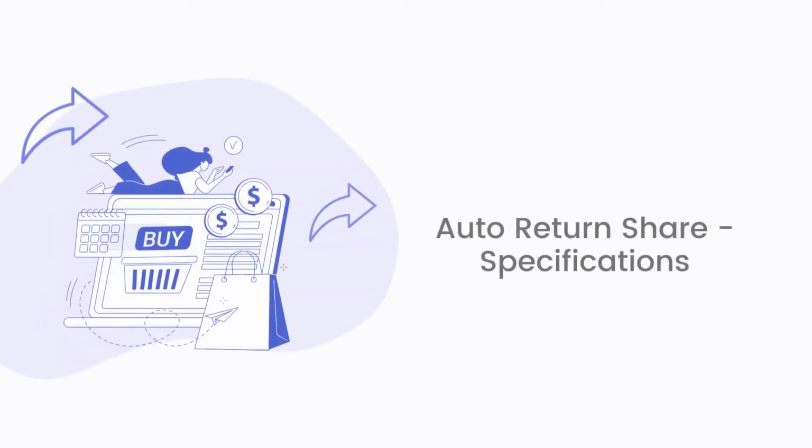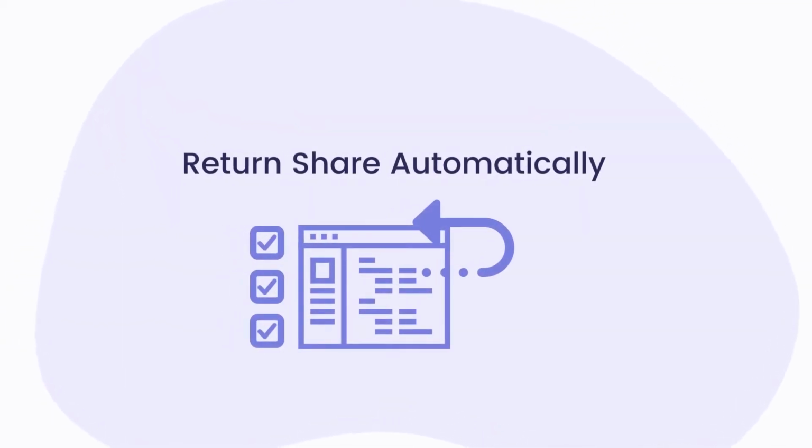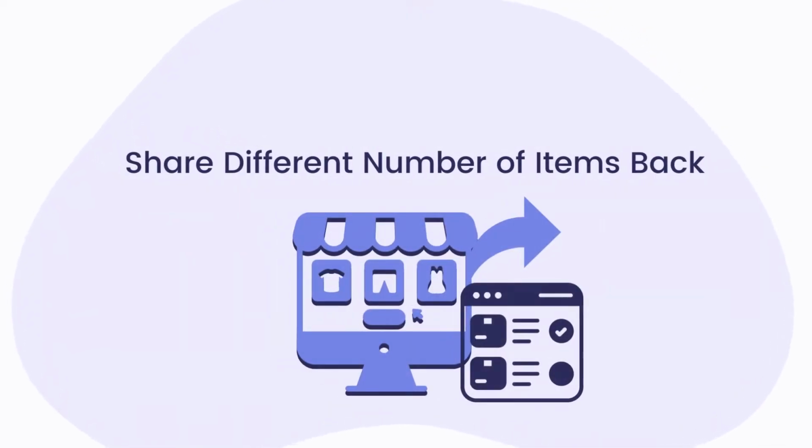Let's see what we can do with the Auto Return Share automation in the PrimeLister extension. You can share the items of a Poshmark user that shared your items back automatically. You can customize the return share count, so that as many items from the closet of the user who shared items from your closet as you specify are shared back.